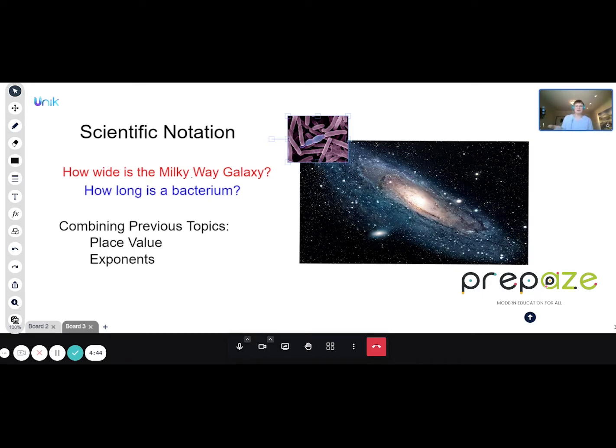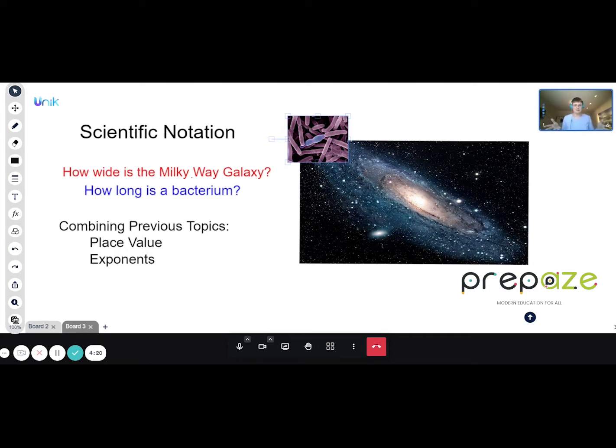So today we're learning about scientific notation, and the key to scientific notation is to make it the most convenient for us to write about really big quantities and really small quantities. We are building and combining topics that we have already learned about in this unit, including place value and exponents, and combining all of that information in order to answer these questions.